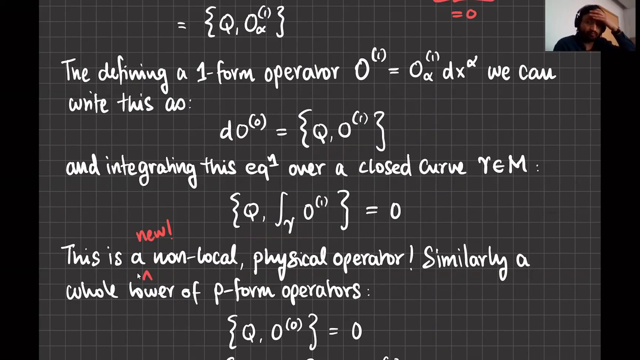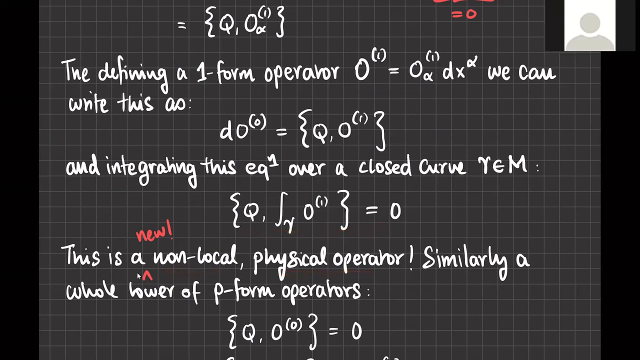So what we've done is we started off with a scalar operator, and we had our Q. And we have constructed a one form operator. When I say one form operator, what I mean is that it's a one form worth of operators. Now I can integrate that along some closed curve, and what I find is that it is also a physical operator, and it's also non-local.